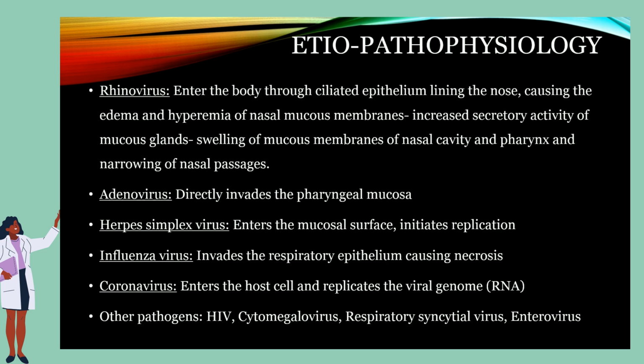Some other pathogens include human immunodeficiency virus, cytomegalovirus, respiratory syncytial virus, and enterovirus. These four or five pathogens are not commonly seen. Basically, the above viruses like adenovirus, rhinovirus, HSV, influenza, and coronavirus are the most common pathogens we see in day-to-day life that will cause pharyngitis.